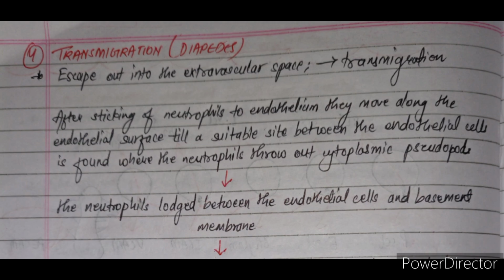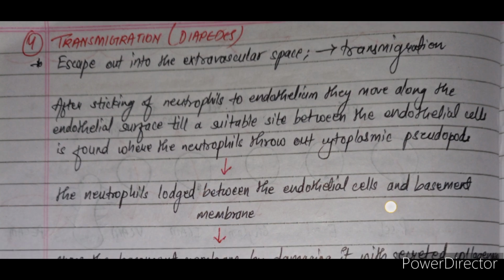Now, after completing the mechanism of rolling and adhesion, let's come back to the fourth step of the cellular events, that is transmigration, also known as diapedesis. Here there is a mistake in the spelling, it reads diabetes. So ignoring that, let's continue.